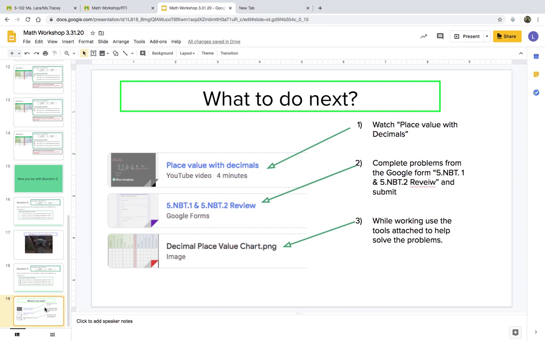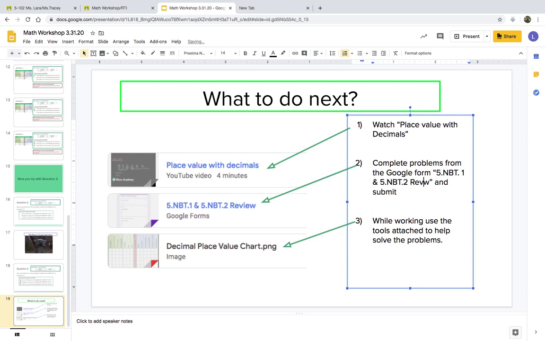What you're going to do next is make sure you watch that video, place value with decimals, then answer all the questions in our Google form titled 5NBT1 and 5NBT2 review and complete the problems and then submit. Oops, let's fix this real quick. Okay, and use your tools if you need to.